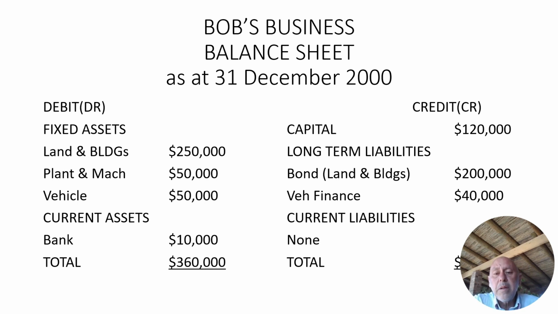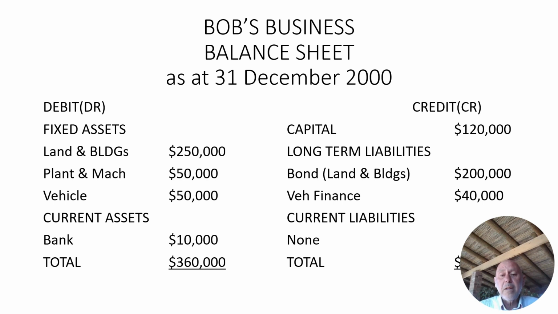Okay, so the summary of this slide really is, on the debit side, what does the business own? And on the credit side, how was all of that financed? So the capital is your money, and the liabilities is borrowings, debt that you've incurred to finance your assets.